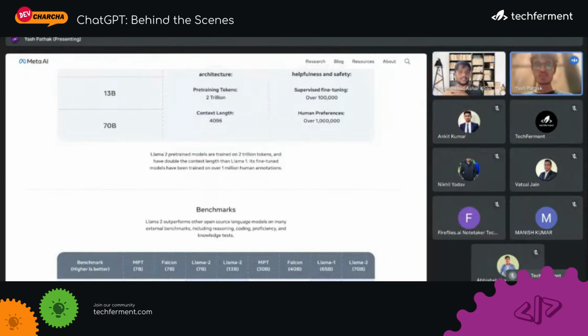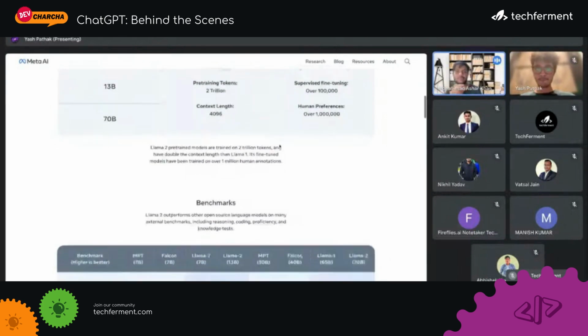To give the context to the people who are attending, the entire Shakespeare literature can come under 75,000 tokens. So 2 trillion is a lot. Yes, a lot. And on top of this, that is the general training that a model goes through.